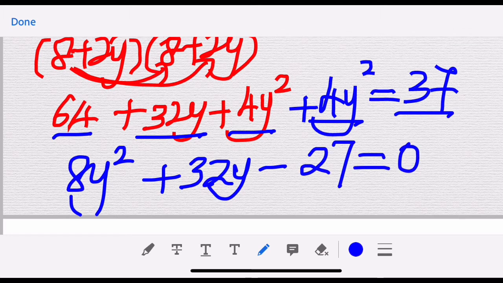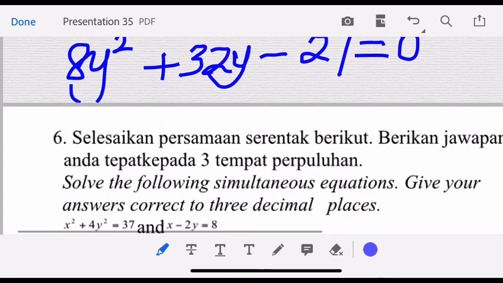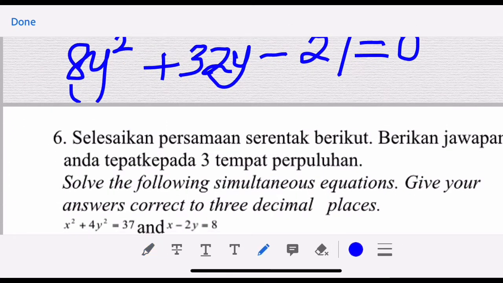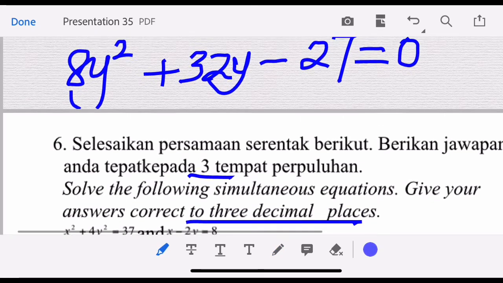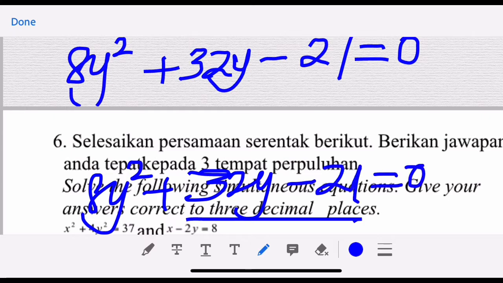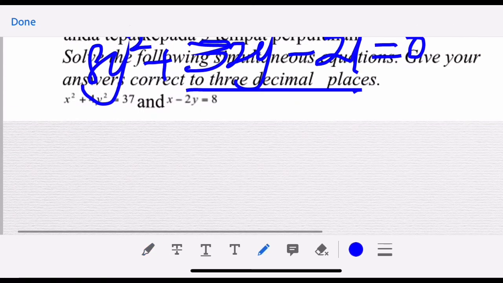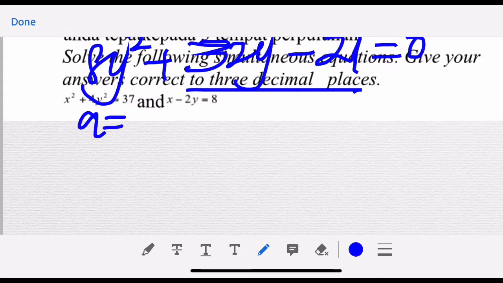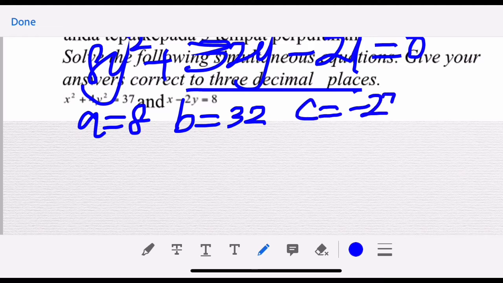So let's use a formula. We cannot factorize because the question already says 3 decimal places. So I'm going to use a formula. I have 8y squared plus 32y minus 27 equal to 0. So let's substitute into the formula. A is 8, B is 32, and C is negative 27.